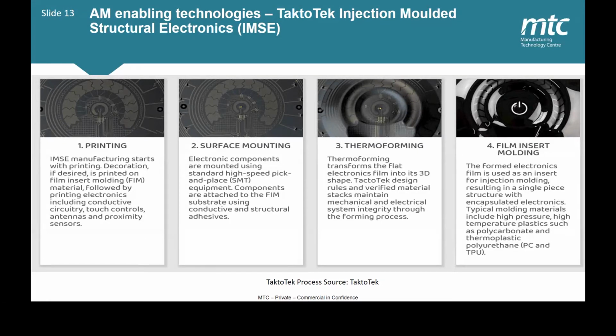I've written the process on there, but basically, in a nutshell, they screen print the tracks onto a DuPont film. They place the components on a 2D pick and place machine. They cure the material, and then they form onto a 3D shape. It's a novel way of doing it.